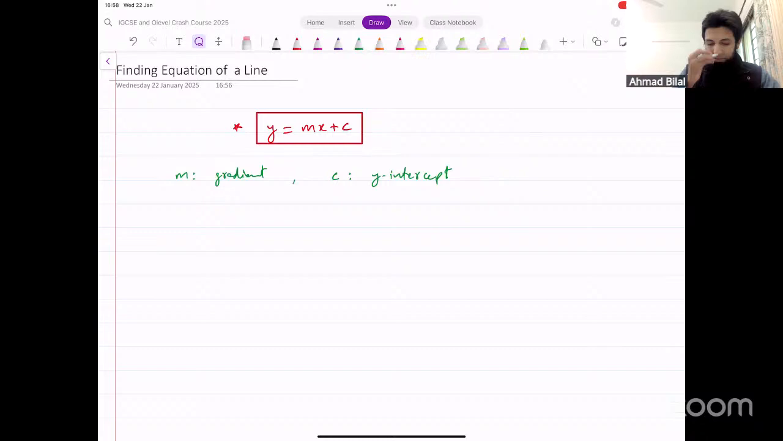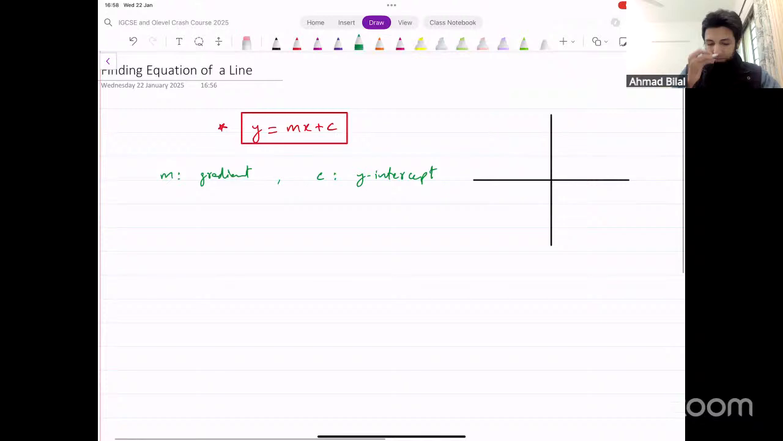Okay, now gradient, we understand what that is, right? What's the y-intercept? Y-intercept is basically where the line cuts the y-axis. This means the point where a line cuts the y-axis. Or not just a line, it could be any graph, where a graph cuts the y-axis. That's the general meaning of y-intercept.